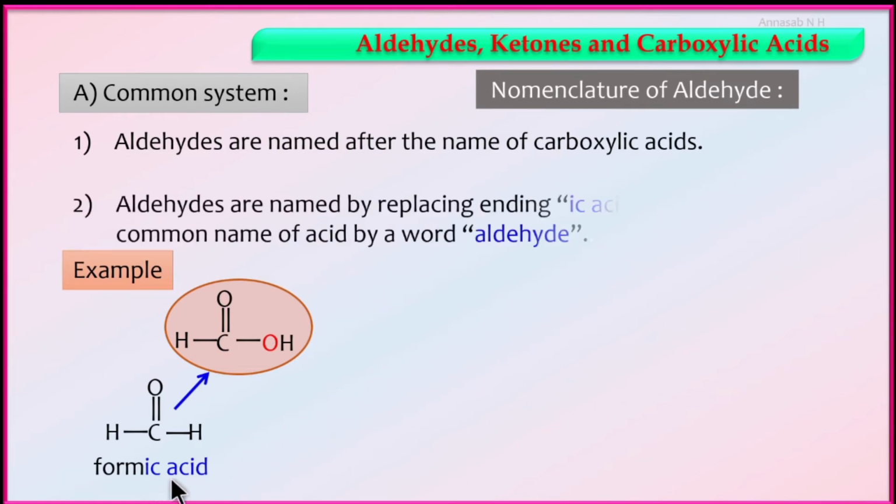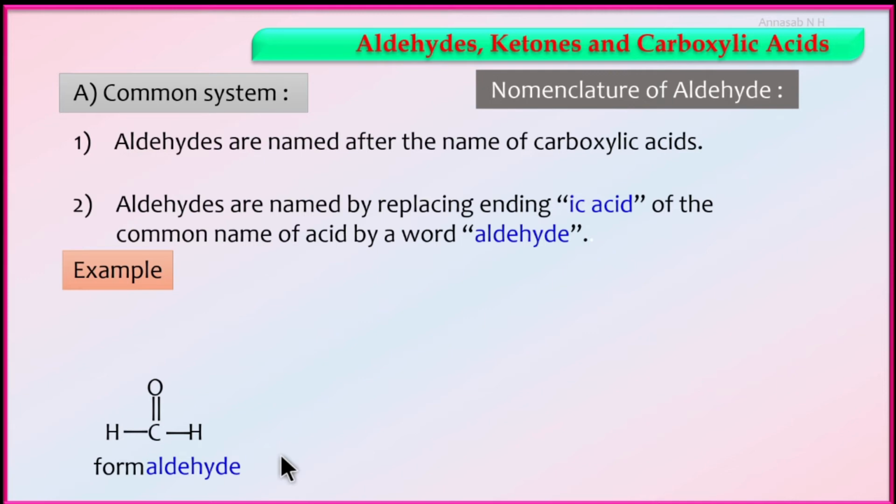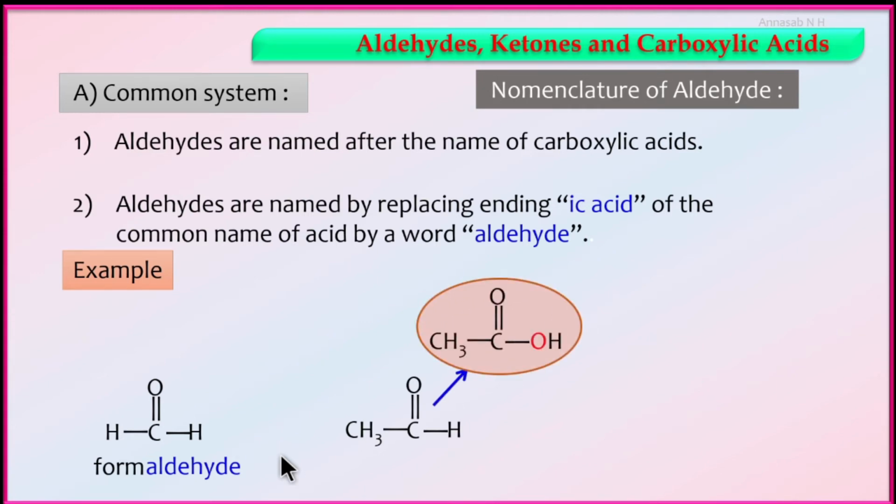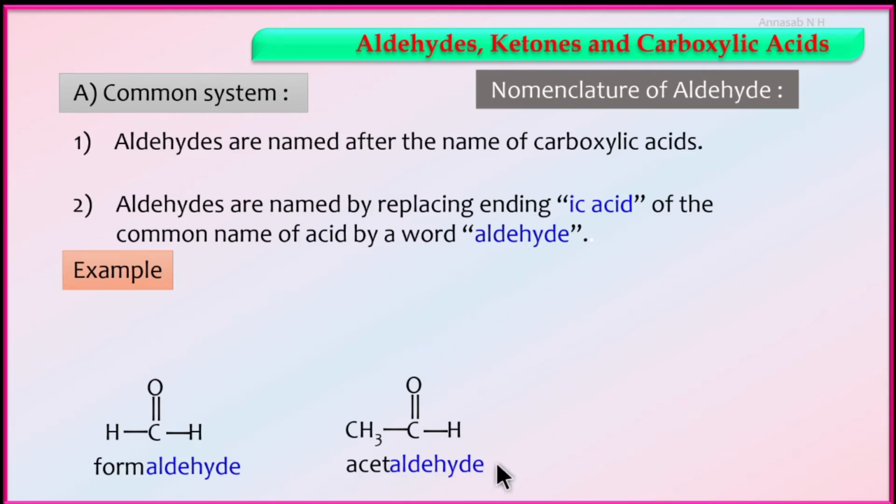Now remove this ic acid and add aldehyde. Therefore, the name for the compound is formaldehyde. Second example, CH3CHO. If it is a carboxylic acid, it would be CH3COOH, and the name for this carboxylic acid is acetic acid. Now coming to the second rule, replace ic acid by aldehyde. So the name of the compound is acetaldehyde.